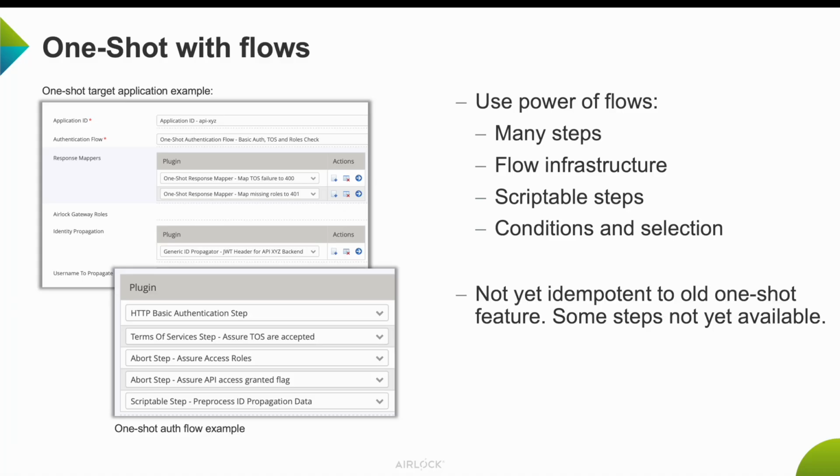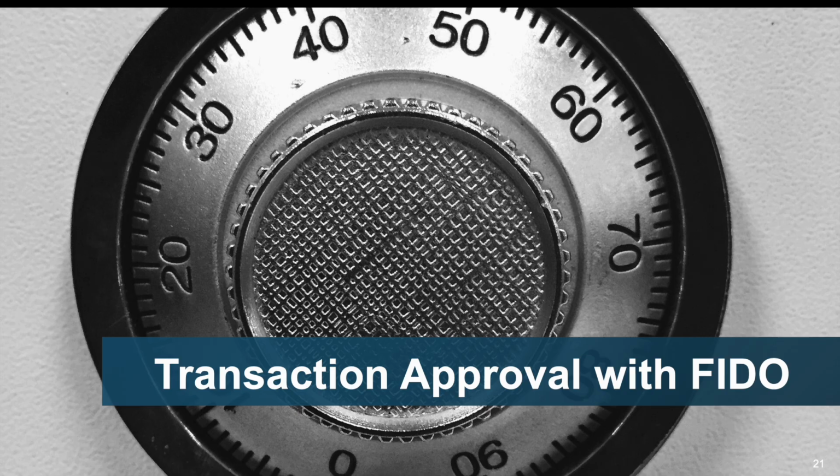You must know that not everything that was possible in the old one-shot authentication solution is already possible in the new one. Some steps are not yet available and will be added in later releases. But still, if you can use it, look at the current documentation to find out. Then you can use all the flexibility and the power of the flows in the one-shot feature. Again, as already said, the old one-shot feature is still available exactly as it is now, so you don't have to change anything if you don't want to go to flows for one-shot.